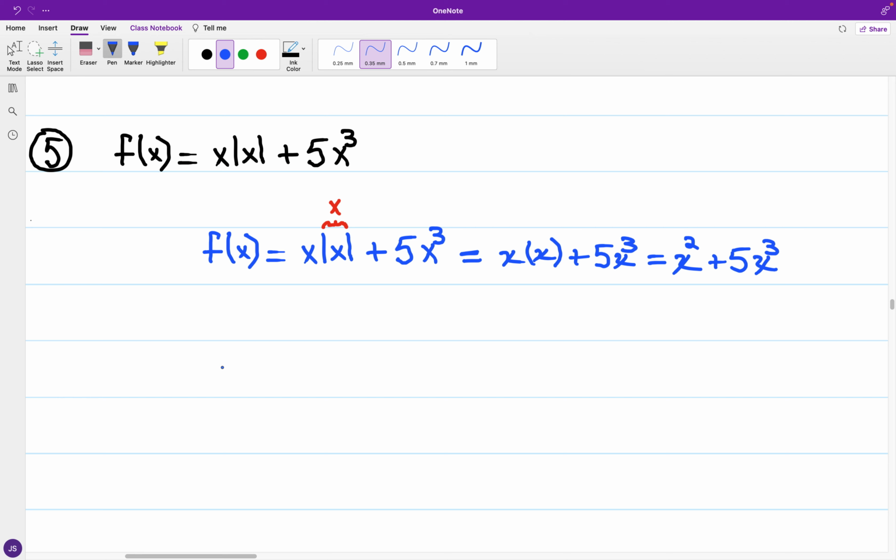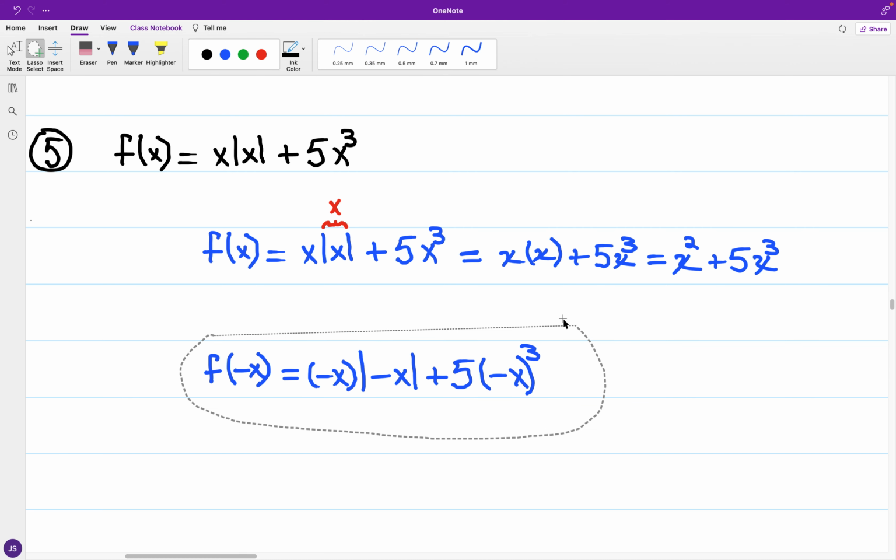And to see how this output is going to compare to the function whenever the input is negative x, if I fill in negative x in place of x, where I had x times the absolute value of x, I'm now looking at negative x times the absolute value of negative x. And we have plus 5 times the cube of negative x.